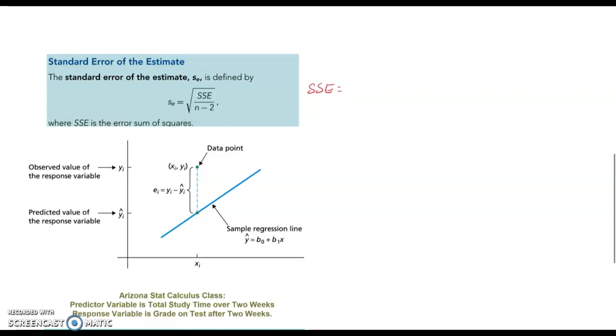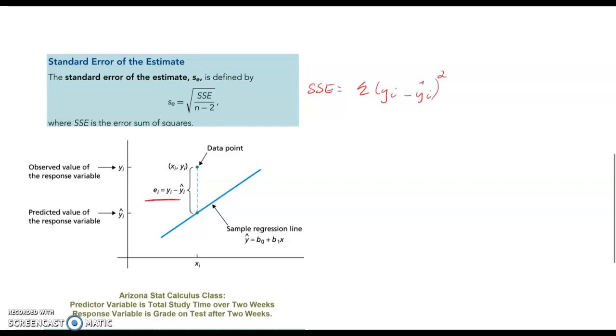SSE was actually the summation of each individual y value, the difference between that and the y value you would get using the regression equation, squared. Okay? So the standard error of the estimate is basically the standard error of all of our, what we call our residual values, or our e values.